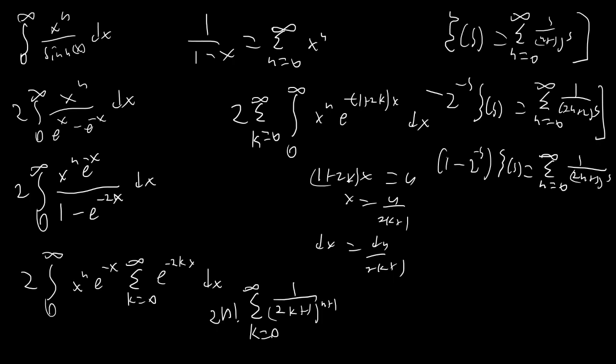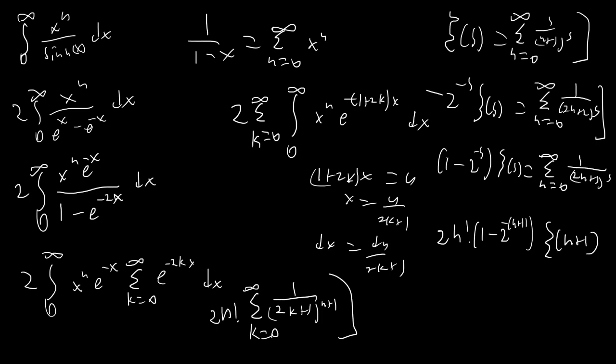So we're going to do that same trick. In this case, s is just n plus 1. So this whole thing is going to turn into 2 times n factorial times 1 minus 2 to the negative n plus 1, right? Times zeta of n plus 1.